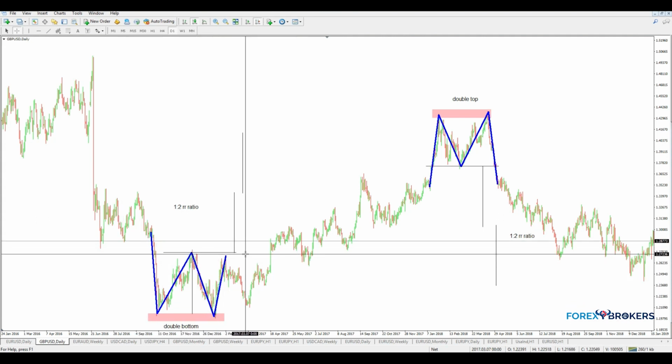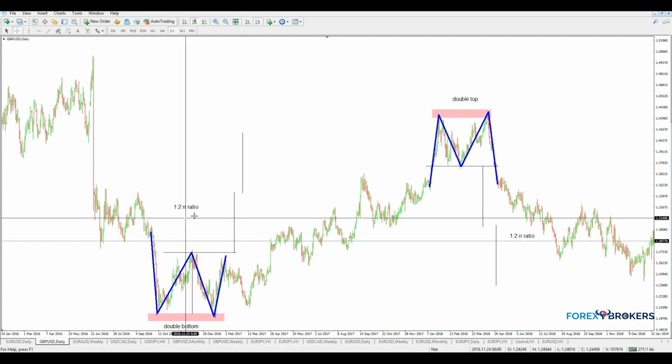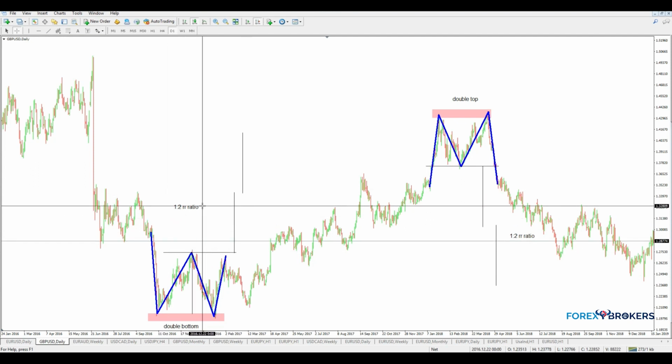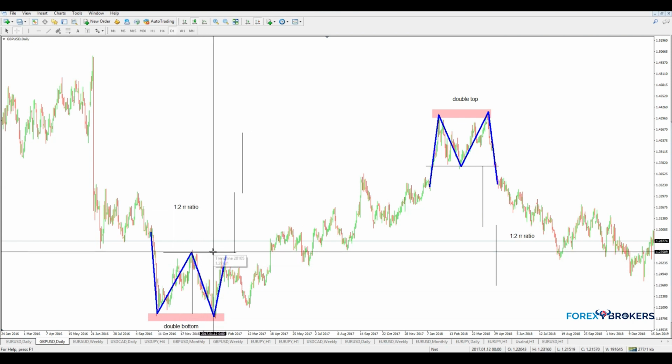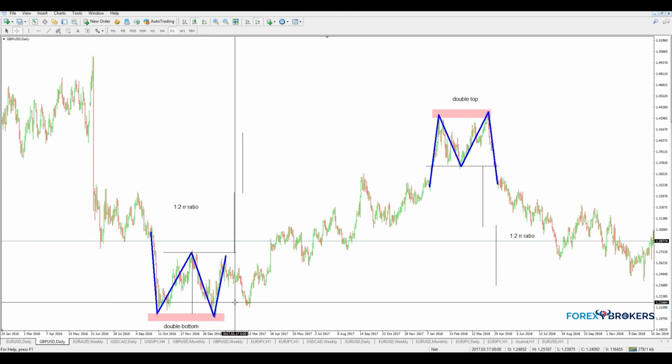This is the neckline of the pattern, and always when you trade the financial markets, you try to use a risk-reward ratio that makes sense, meaning that normally a minimum 1 to 2 risk-reward ratio would help you grow steadily the trading account. This will be the risk, and this will be the reward, 2 times the risk.